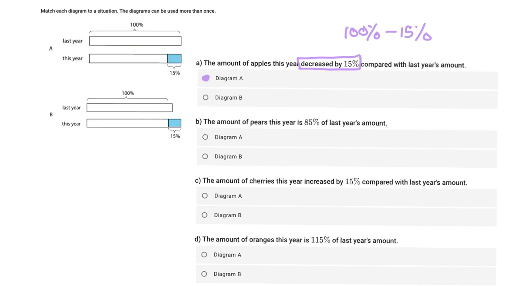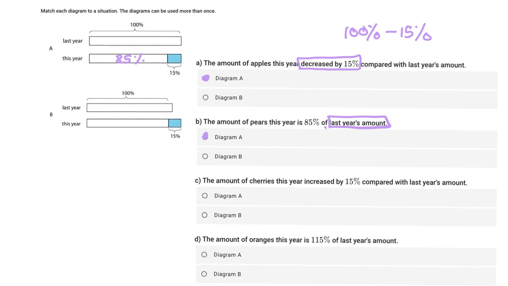The next one, B. The amount of peas this year is 85% of last year's amount. So last year was our 100%. And if we have 85% of, guess what? That is also going to be diagram A, because this is 85% of. It's not saying more than or less than, it's saying of. So that means we have our 85%.